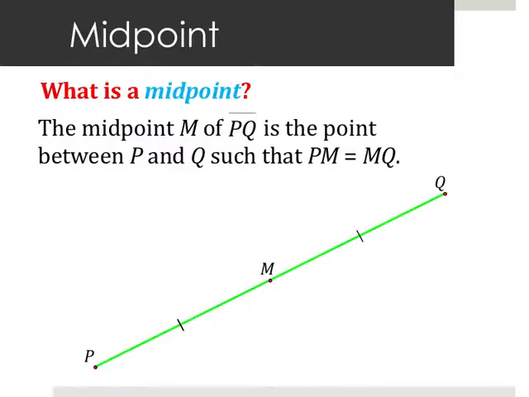So there's an example, a little bit of review from yesterday. Notice we've got some tick marks here. The tick marks represent congruent distances, so we know that PM is congruent to MQ from the picture, which makes M the midpoint. It's got to be on the segment though.